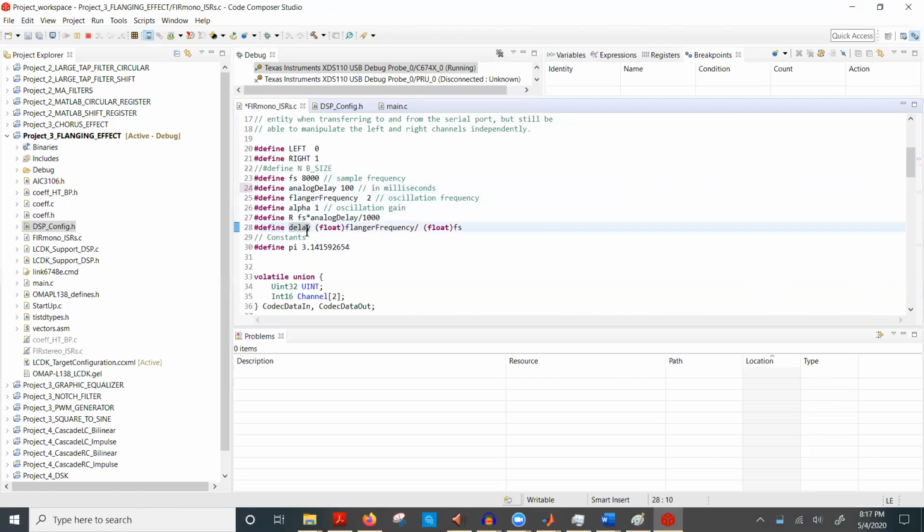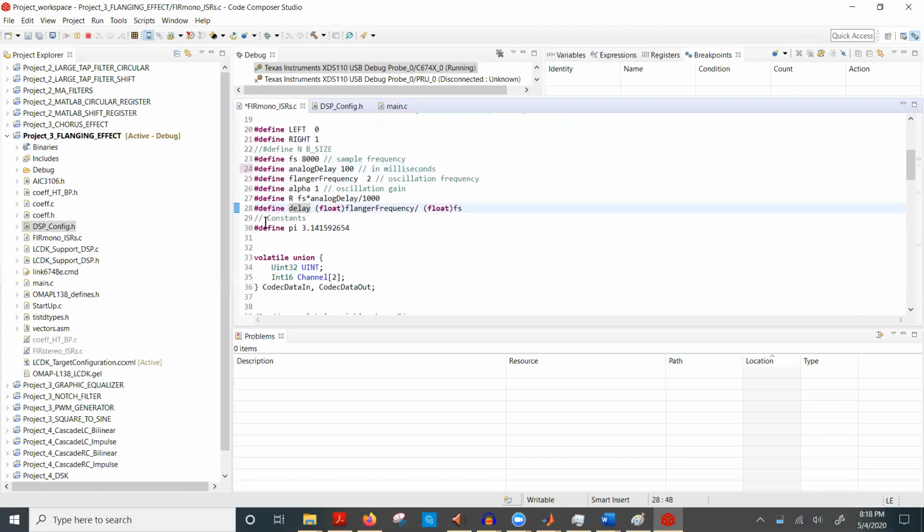And here we have this delay, but this delay is not really a delay. This is more of a misnomer. This is going to be the discrete frequency F because it takes the flanger frequency divided by the sampling frequency to convert the flanger frequency into the discrete domain. Then I have the constant pi.